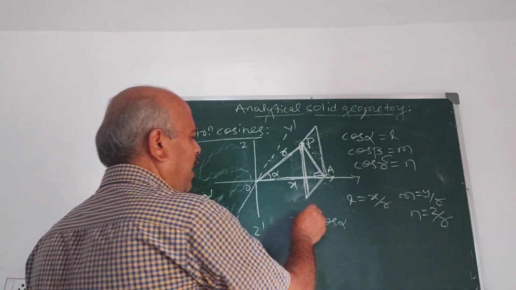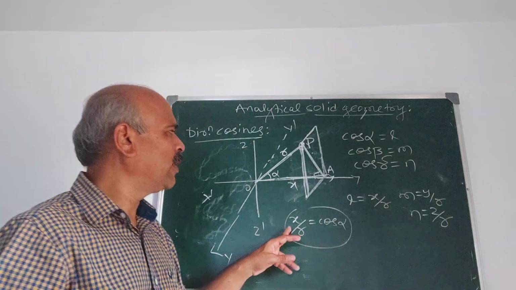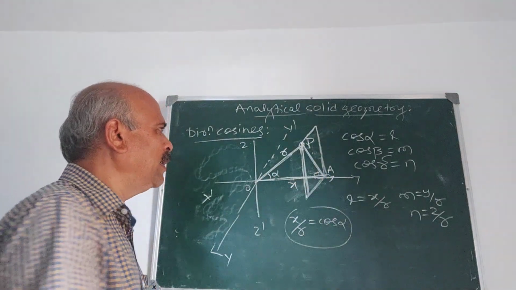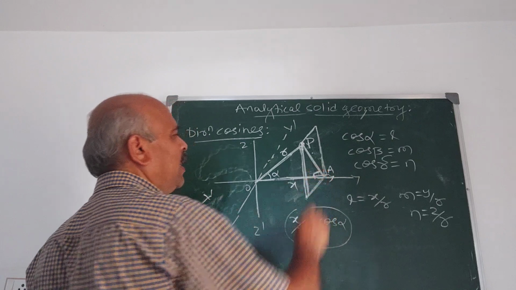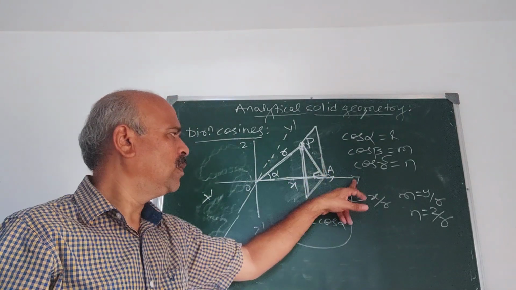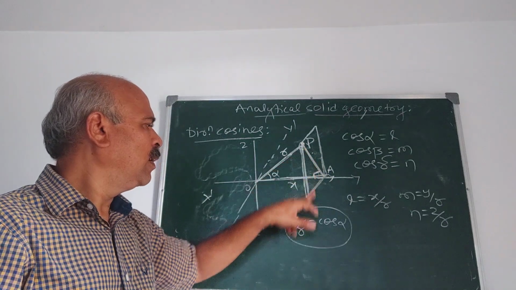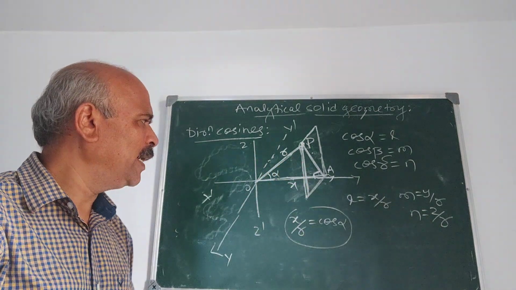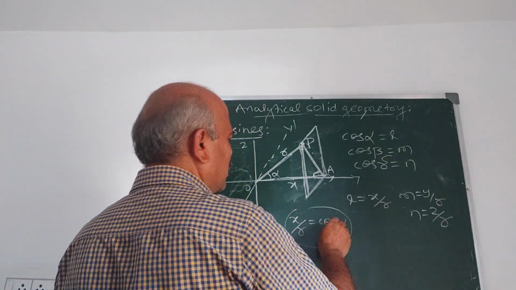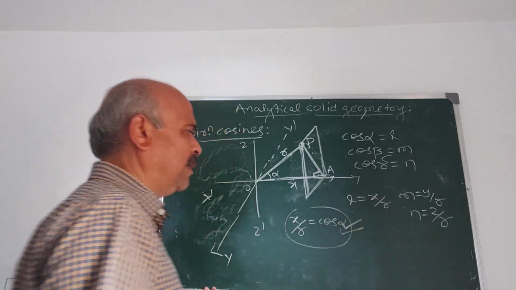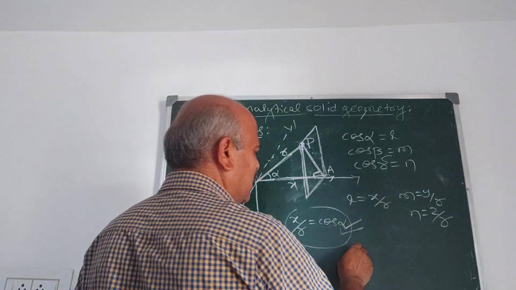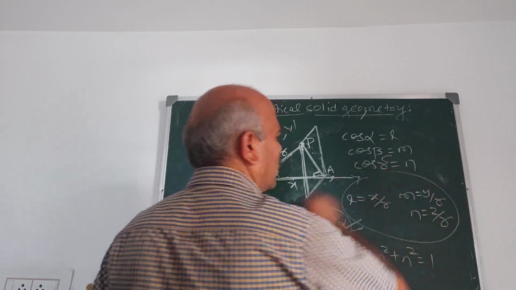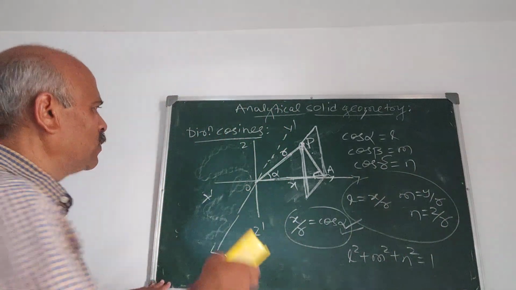Now, I have proved here that cos alpha is x by r. Why is cos alpha x by r? Because OA is equal to x, and PA is perpendicular to this OX. Therefore, cos alpha is x by r, and this cos alpha is usually denoted by L. L, M, N are known as direction cosines. The important relation is L square plus M square plus N square is 1. You can derive it easily from this.